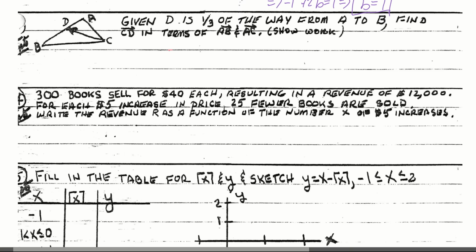All right, so we are given that D is 1/3 of the way from A to B, and we need to find CD in terms of AB and AC. So let's go ahead and mark our important vectors. We care about CD, that's our green. We care about AB, that's our red, and we care about AC, which is our blue.